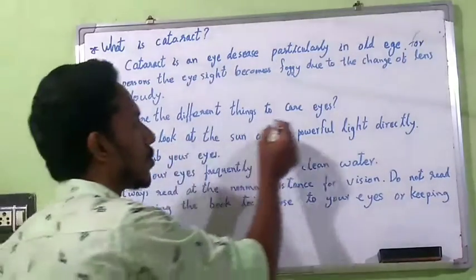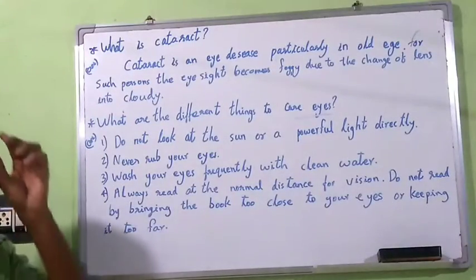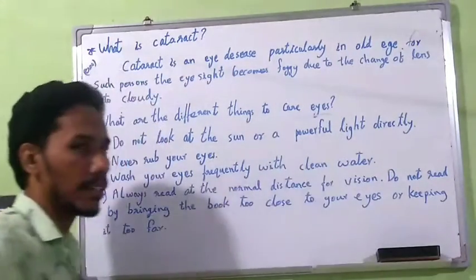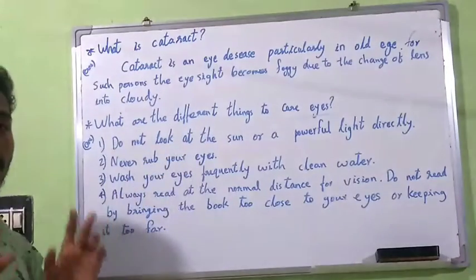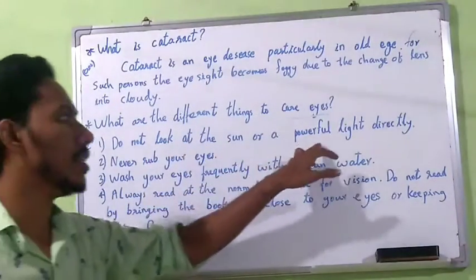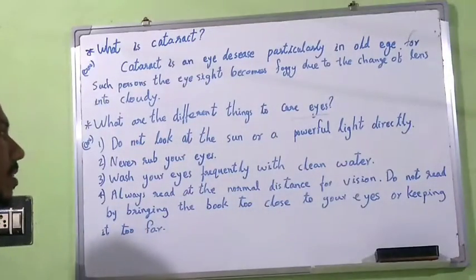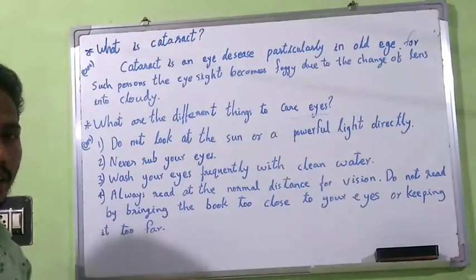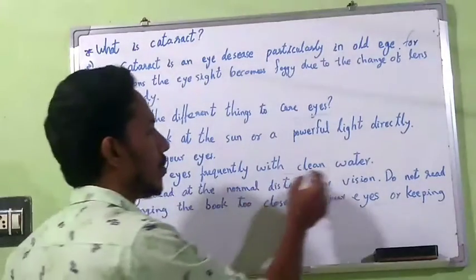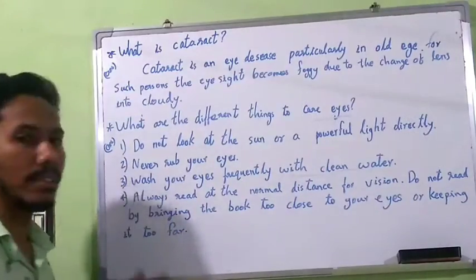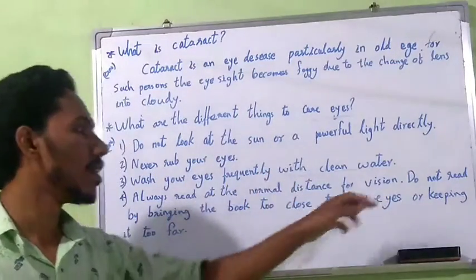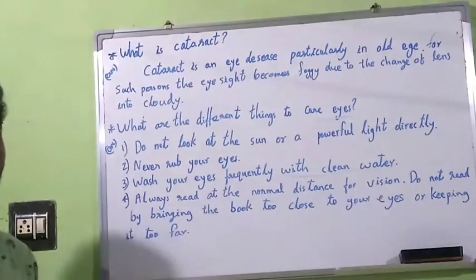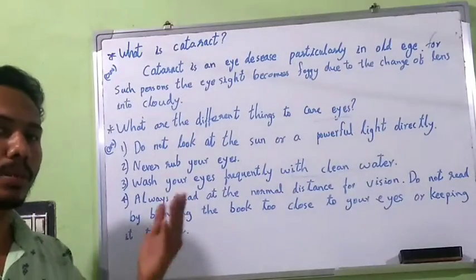Then what are the different things to care for our eyes? This is the most sensitive part of our body. Do not look at the sun or powerful light directly. It will burn our retina. Then never rub your eyes, because it will scratch your eye. Wash your eyes frequently with clean water. Always read at the normal distance of vision. Do not read by bringing the book too close to your eyes or keeping it too far.